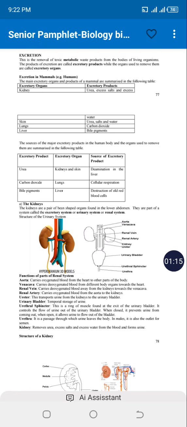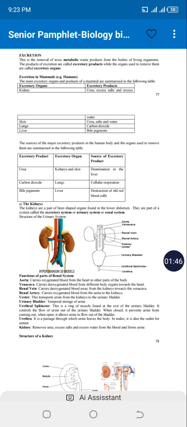So the sources of the major excretory products in the human body and the organs used to remove them are summarized there. You can see it. Urea is excreted by the kidney and the skin, and it is produced by deamination in the liver. So the liver is responsible for that. Carbon dioxide is excreted by the lungs through the process called respiration. Bile pigment is excreted through the liver. Again, we can talk about the destruction and renewing of blood cells.